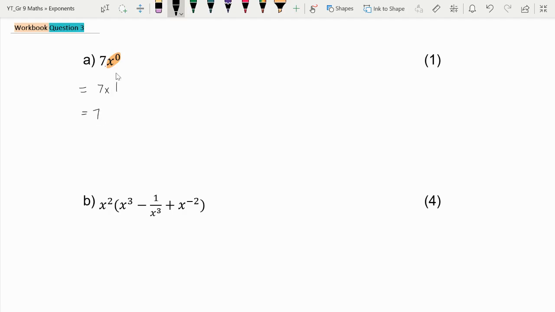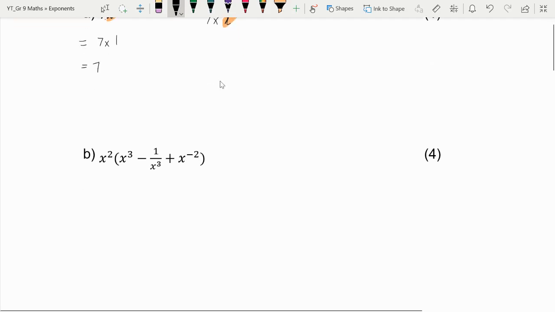A common mistake students make is they just see the exponent of 0 and then they say that this whole expression is just equal to 1. But remember, that exponent of 0 only applies to x to the power of 0. The exponent of 7 is equal to 1.